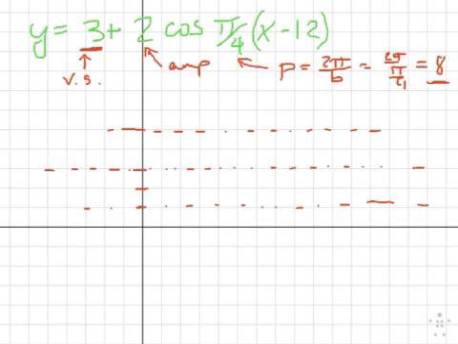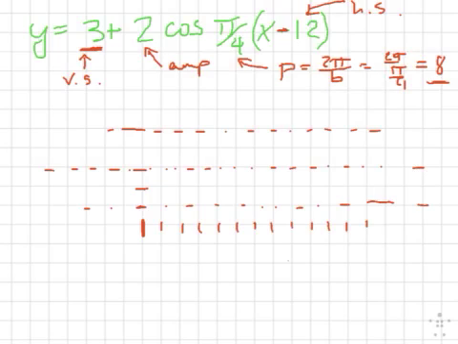And then this right here is my horizontal shift. Notice that since it's a minus, that means I shift to the right 12. So my graph, instead of starting right here, is going to start 1, 2, 3, 4, 5, 6, 7, 8, 9, 10, 11, 12 over. It's going to start 12 over, and the period is going to be 8.